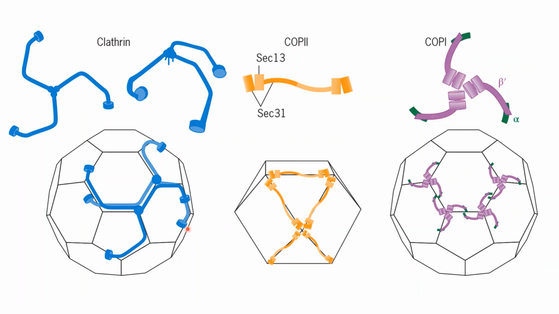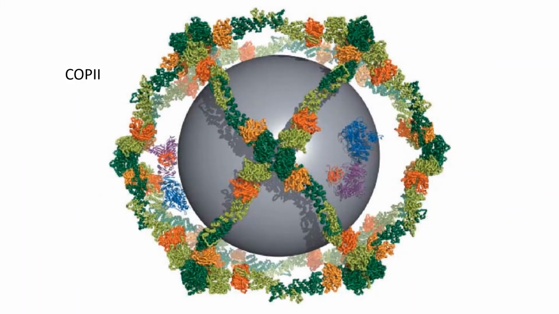And here are the vesicles that they coat. Okay, they have certain arrangements on the surface of the vesicles. And here we have a 3D model of the COP2 coating protein coating a vesicle.